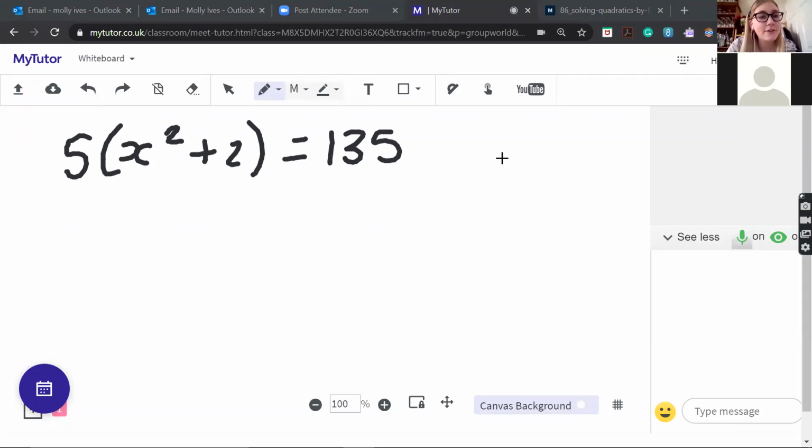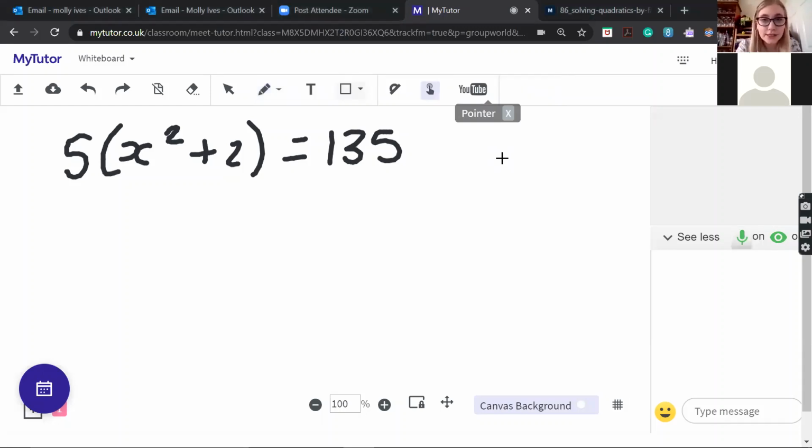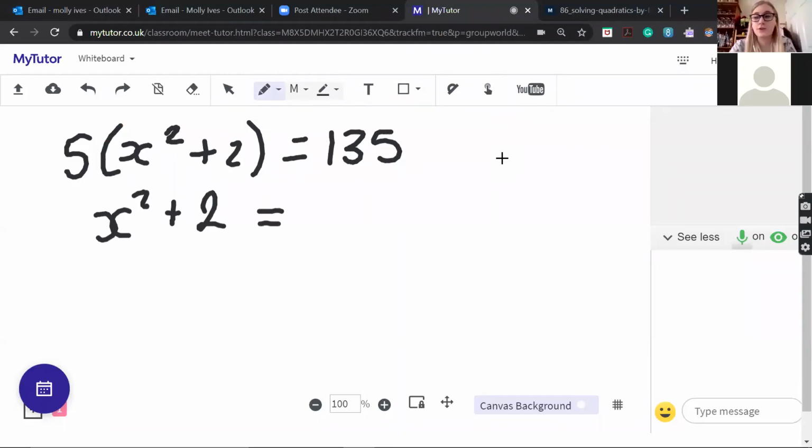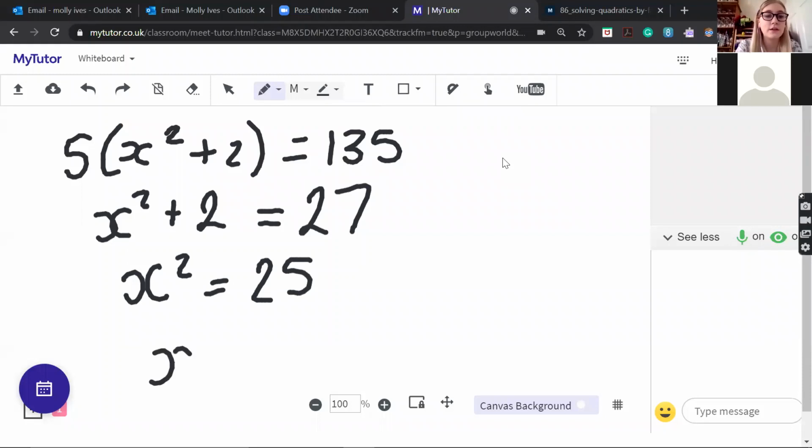So 5 lots of x squared plus 2 equals 135. The first thing that we'll do is divide both sides by 5. Because this whole bracket is multiplied by 5, we'll get rid of that 5 and then divide 135 by 5, which will give us 27. And then we can just subtract the 2 from both sides. That's how we get x squared on its own here. So x squared equals 25. So then x will be plus or minus 5.